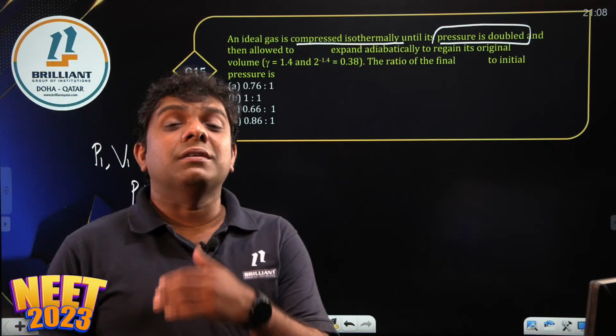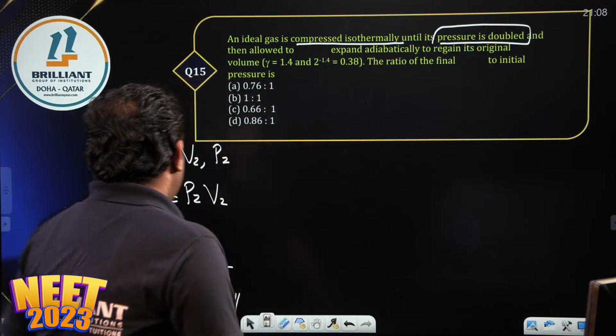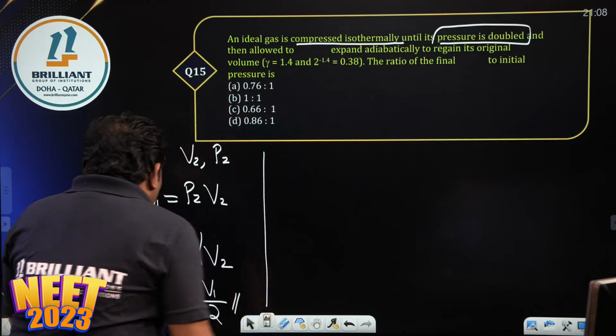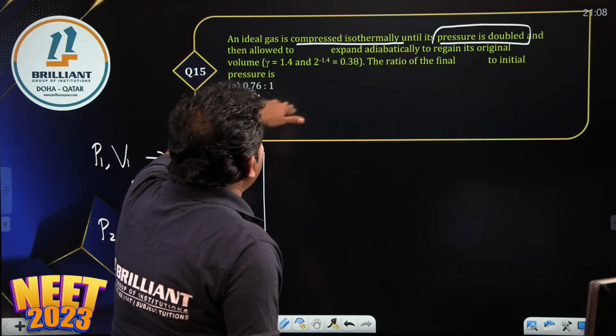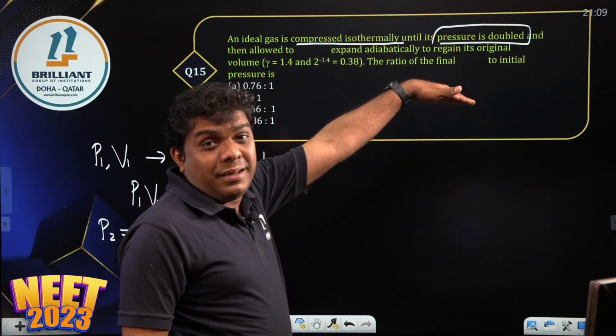So V2 is V1 by 2. So that is the final volume. So we got volume is V1 by 2. That is isothermal process. Now it is changing to adiabatically.